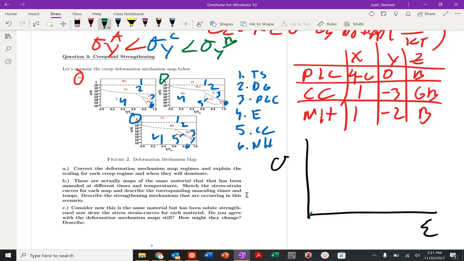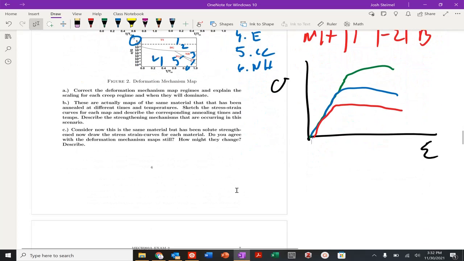So if they all have the same material, they're all going to have the same slope, but then they're just going to have different yield strengths. So here and then here. So red will be annealed at the longest time, and you can kind of see, or actually, no, excuse me. That's not Coble creep, that's PLC. So red doesn't even have a Coble creep region, so that will be annealed at the longest time and highest temperatures.